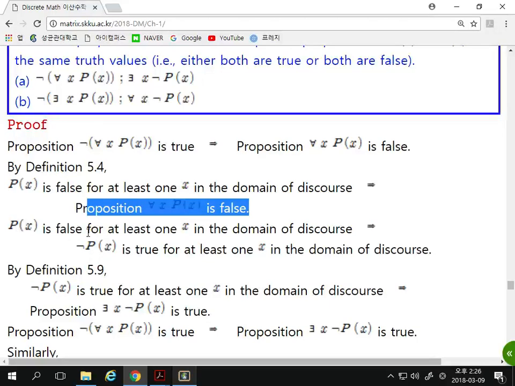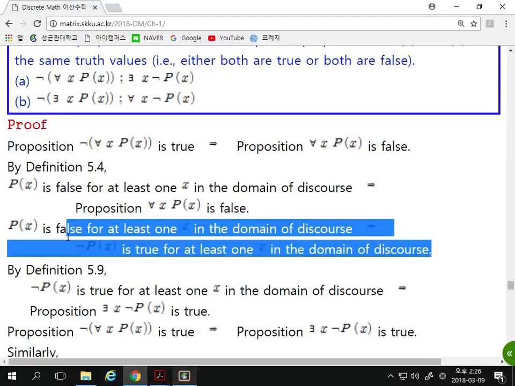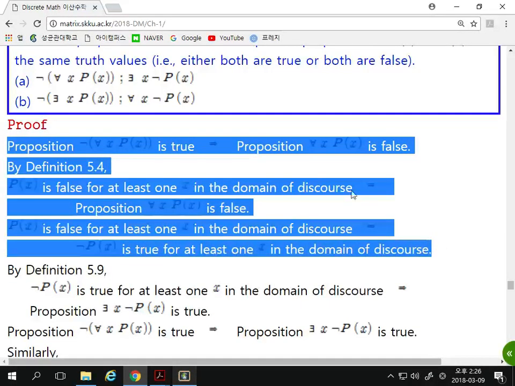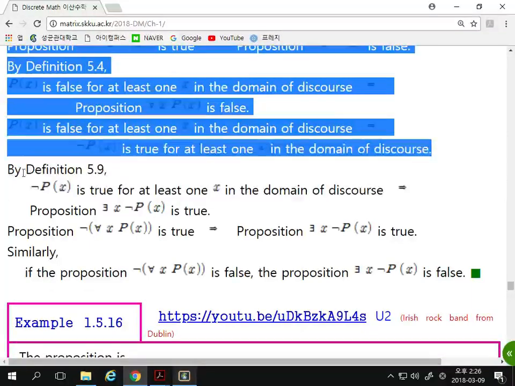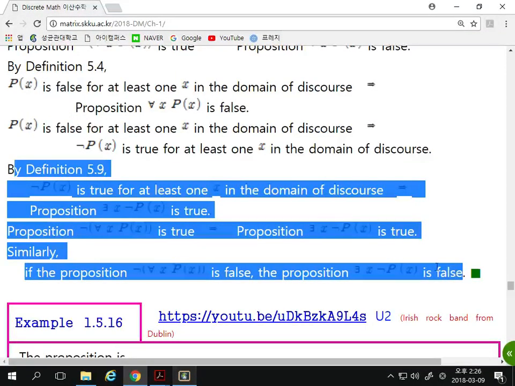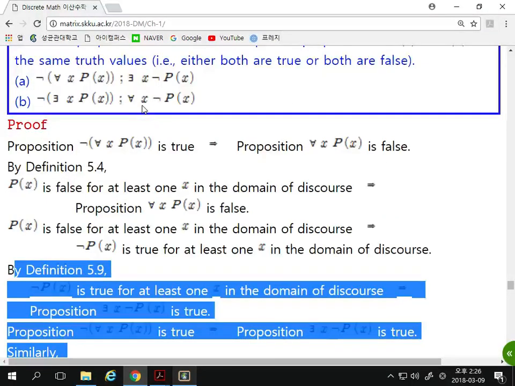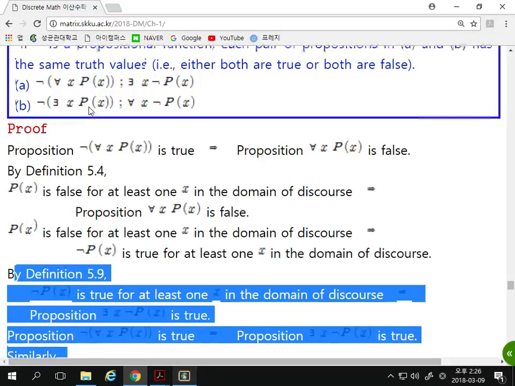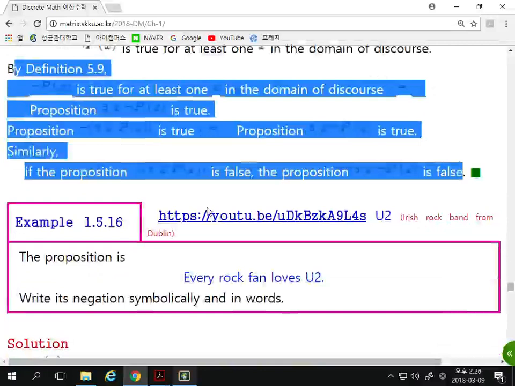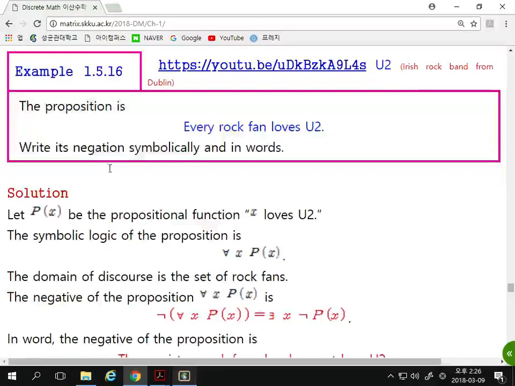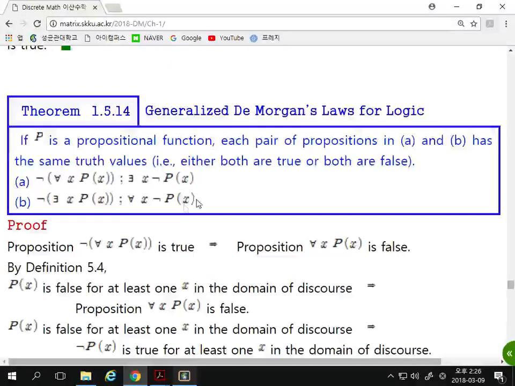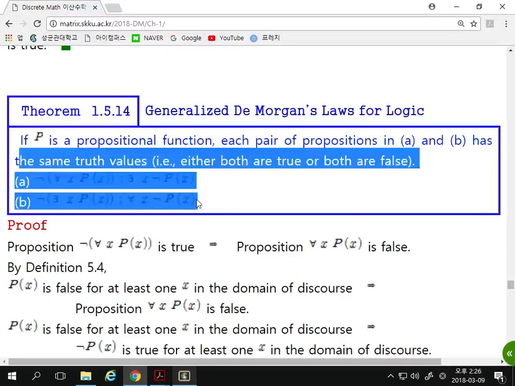So P of x is false for at least one x in the domain of discourse. So the negation of P of x is true for at least one x in the domain of discourse. So this is what this says, isn't it? So this argument gives us the proof for the second part of the equivalent statement. Okay, so this is a very useful tool that you're going to use over and over again.